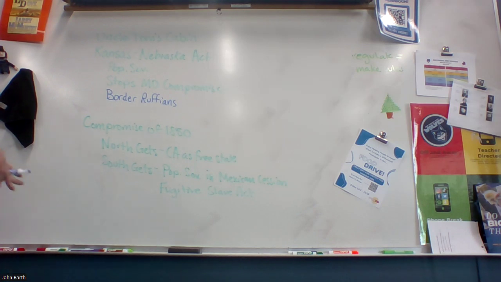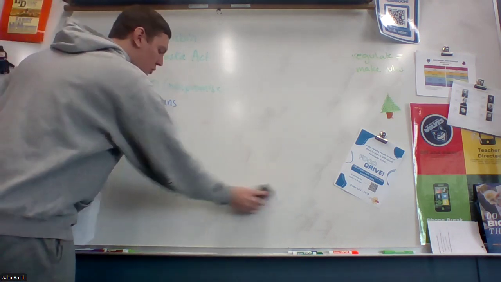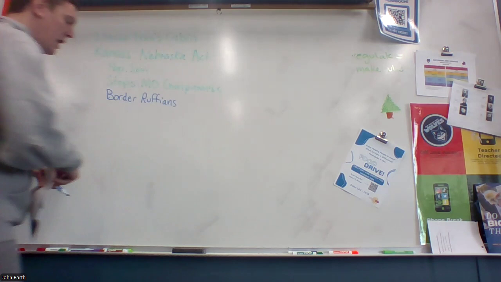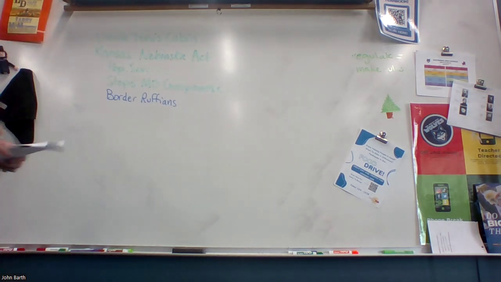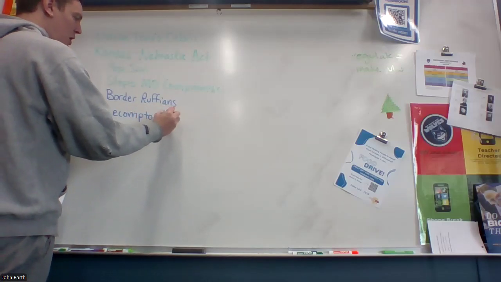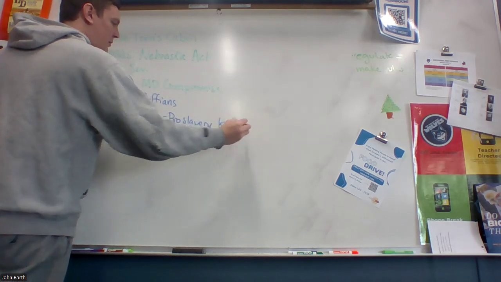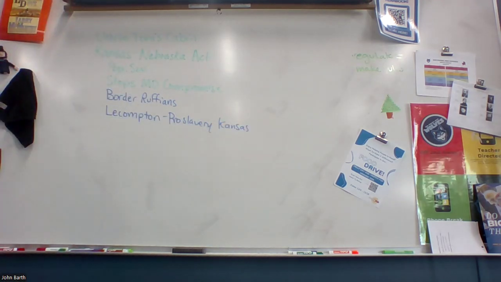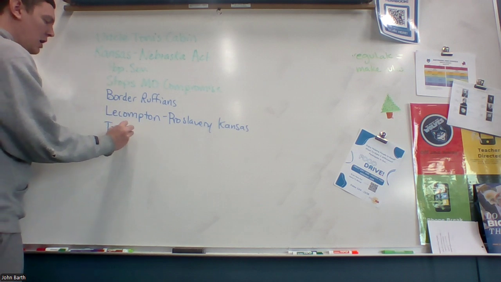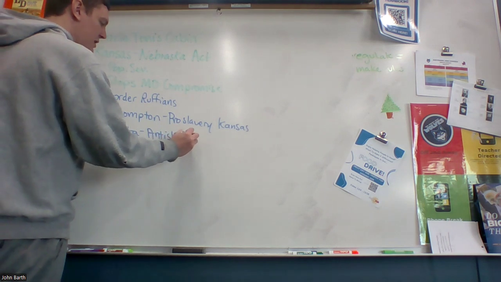And so the pro-slavery people start making their own pro-slavery government. They write their own pro-slavery constitution, and they set up their own pro-slavery capital in Lecompton. The anti-slavery people, though, are so upset by all this election tampering, they set up their own government in Topeka. This is the anti-slavery Kansas.